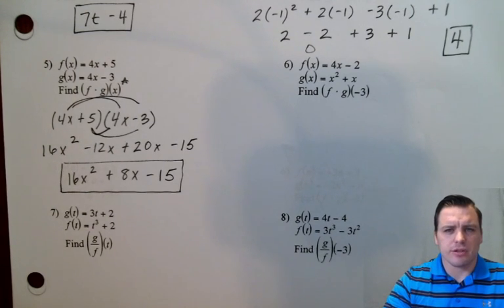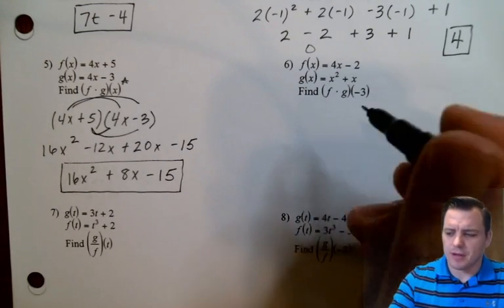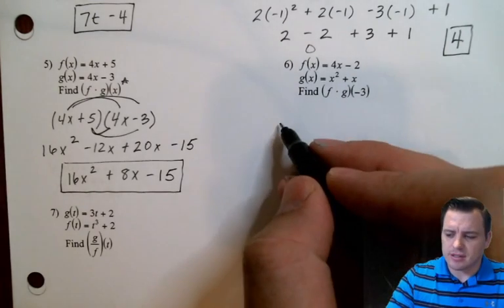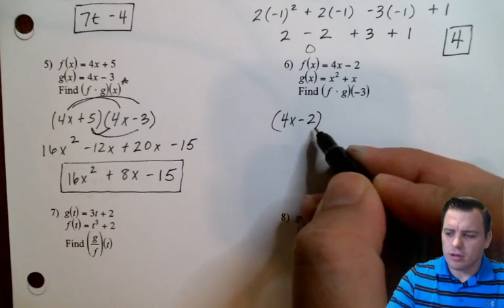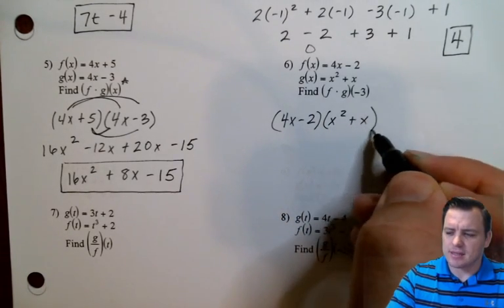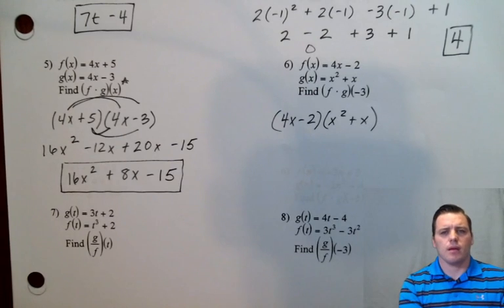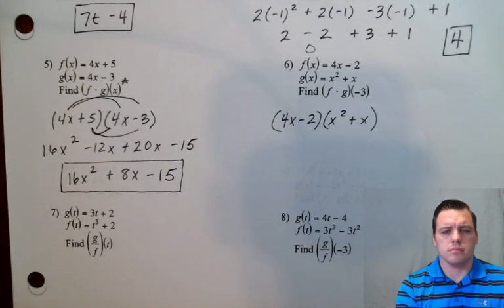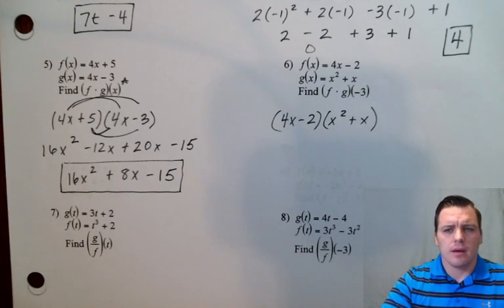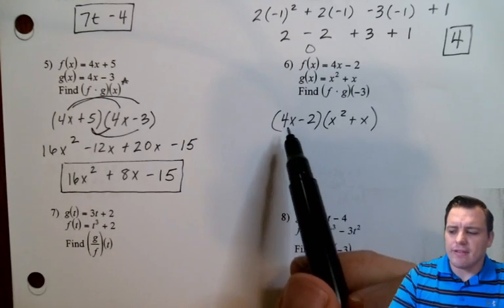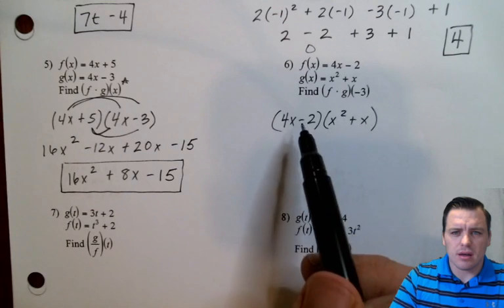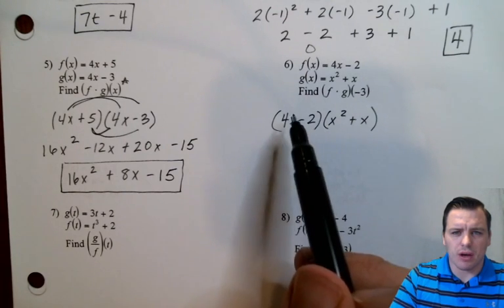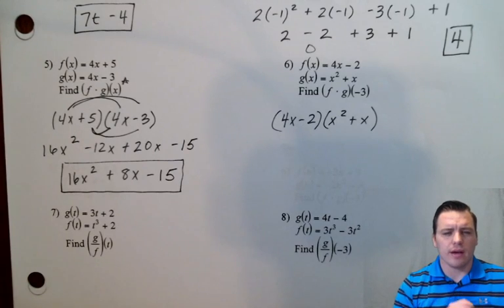All right, jumping over here to number 6. It's still multiplication, and it's f times g, so I say 4x minus 2 times x squared plus x. Now, here's what that says. It says to multiply that. So here's my question to you guys. Should we go ahead and FOIL this? Or should we just plug it in? FOIL it or plug it in?